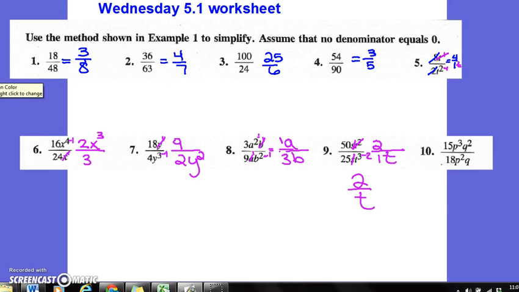The 15 and the 18 reduce to a 5/6. The p's cancel, they come up top, you subtract them off, you get a p, because 3 minus 2 is 1. Remember there's a q here, that comes up, and subtract them off, you get q to the 1st. So 5pq/6.